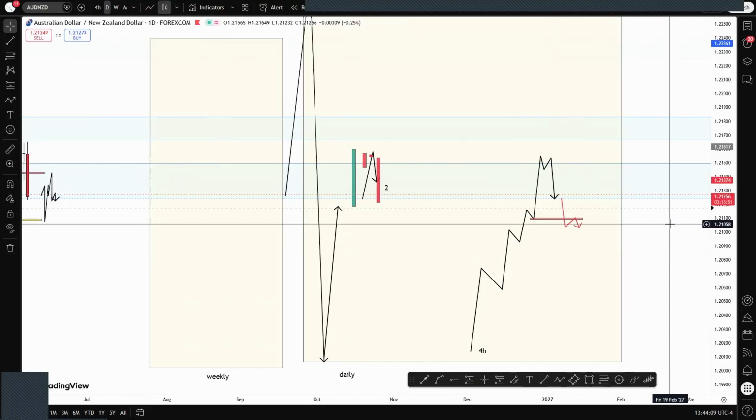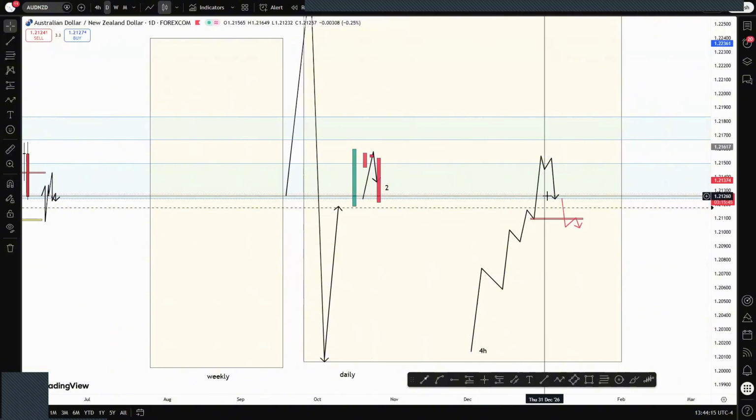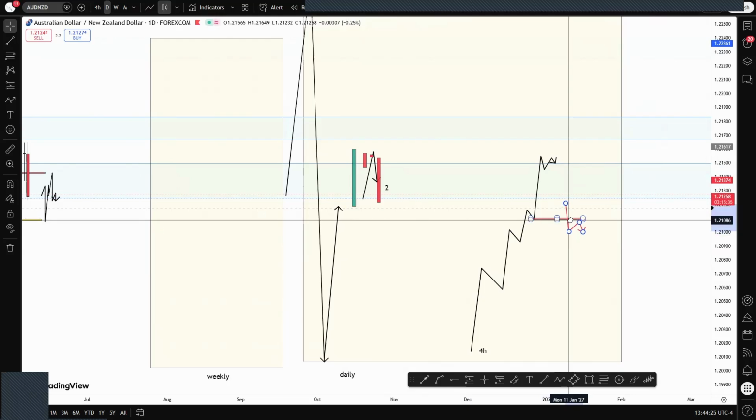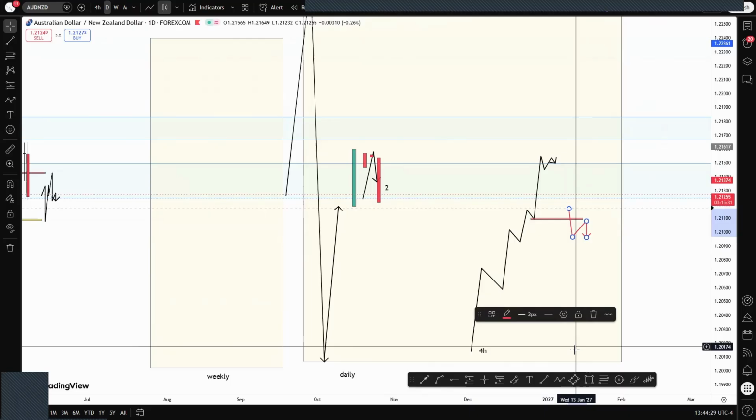So what do we do? If you've noticed in the 4 hour time frame, let me just try to drag this paper quick. But this is what we are looking for, right? Break and retest and then sell.